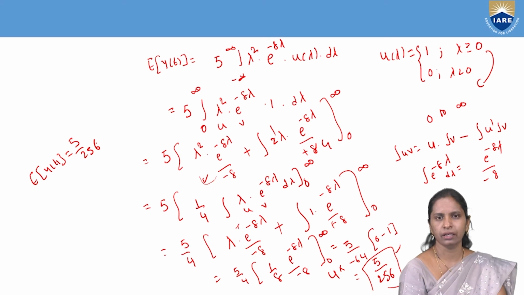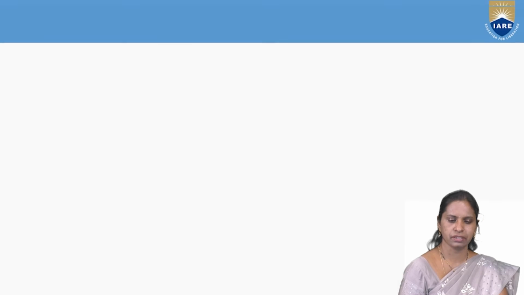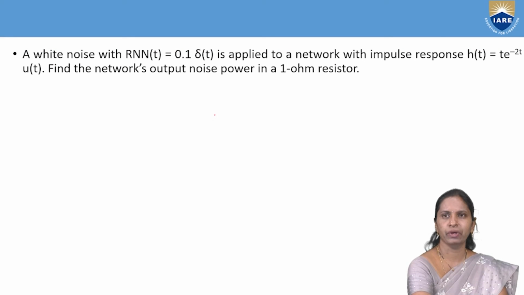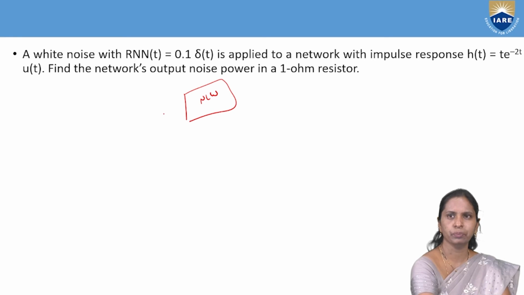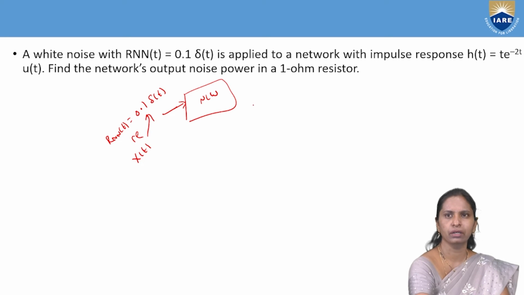Like that, you can calculate the mean of the response of the system. And one more example, you will see on the mean square value. The question is: a white noise with Rn of t, nothing but its autocorrelation function, equal to 0.1 into delta of t, is applied to a network. So, what is the input here? Rn of t, nothing but 0.1 into delta of t.